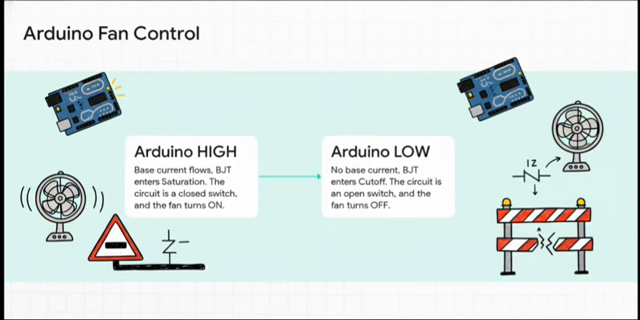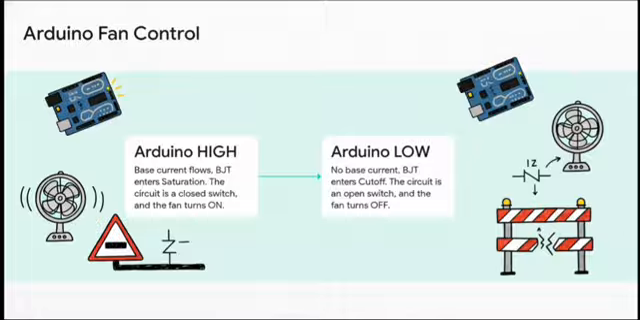Let's make this super real with a classic hobby project, right? Using an Arduino to turn a 12-volt fan on and off. So, step 1, the Arduino pin goes high. That sends a little bit of current into the base, which is more than enough to shove the transistor deep into saturation. Bam! It acts like a closed switch, the fan gets its connection to ground, and it turns on at full blast.